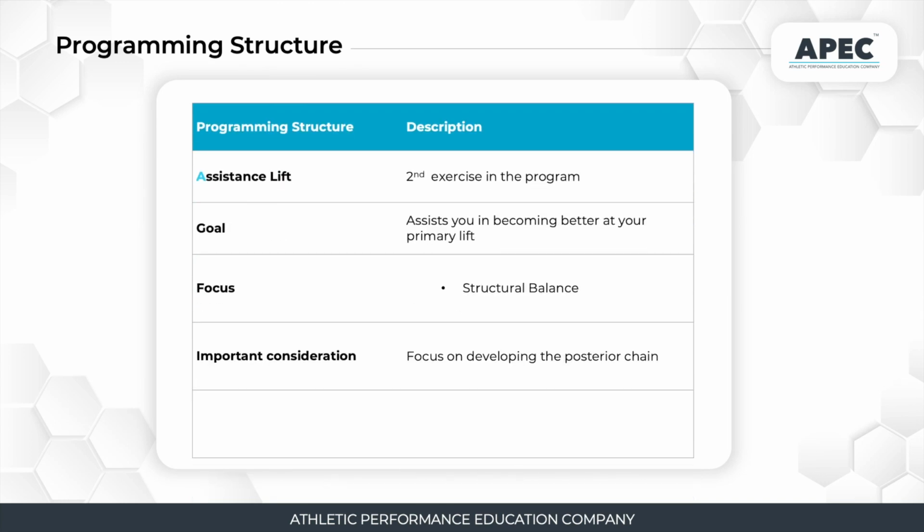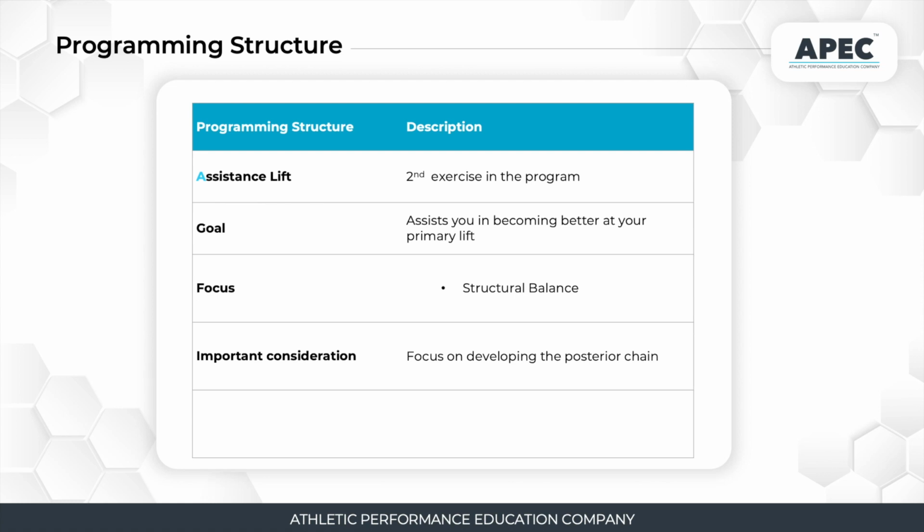Next, we have our assistance lifts. Our assistance lift is the second exercise in the program, and that too has an extremely important goal. And that goal is to assist you in becoming better at your primary lift. So if we take, for example, a barbell back squat as our primary lift, the assistance lift should be some type of posterior chain exercise, like a hip lift or an RDL. Why? Because that creates structural balance.